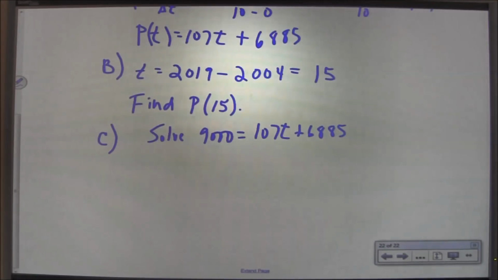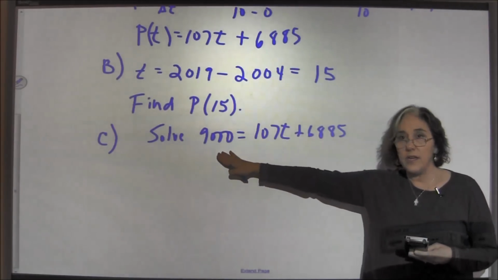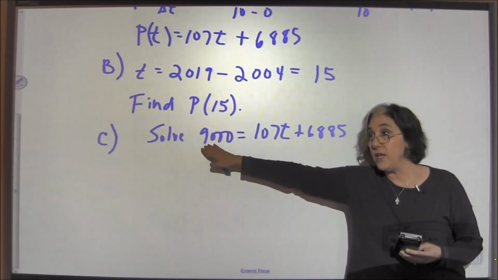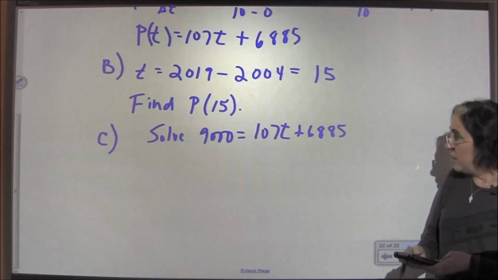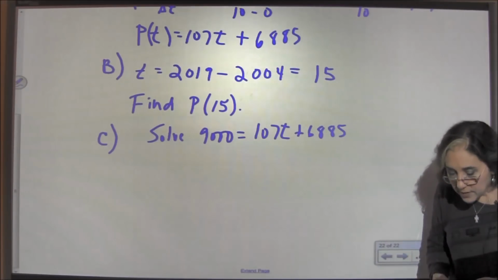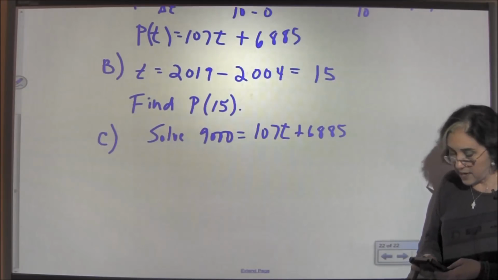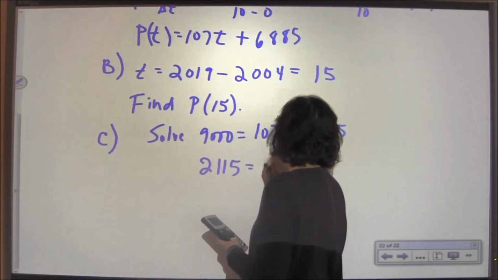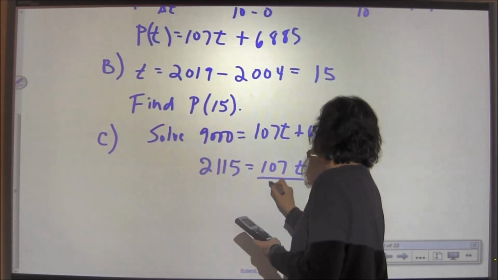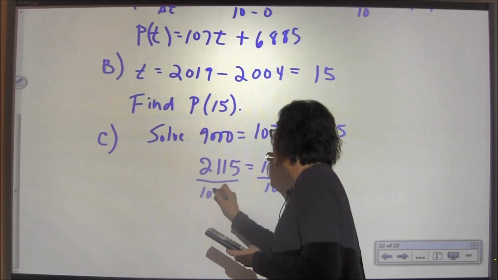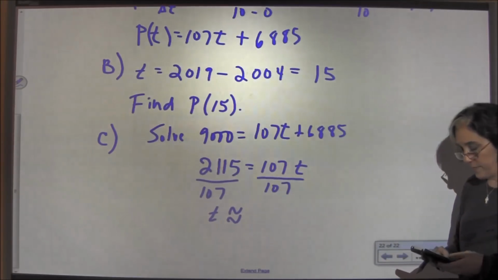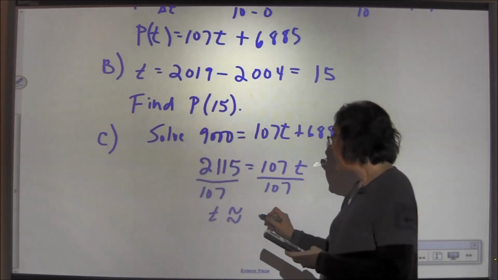So let's go ahead and figure out how many years that takes. That's what this equation would give me, right? I'm going to be able to figure out how many years it takes to reach this population, that p-value. So I'm taking 9,000 minus 6885, and I'm going to divide both sides by 107.